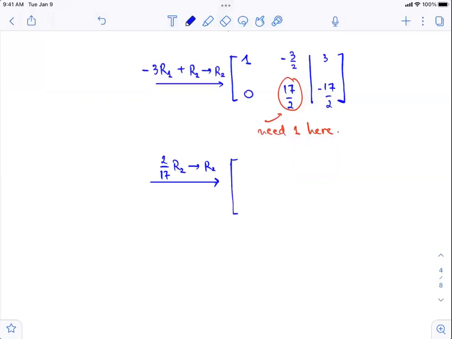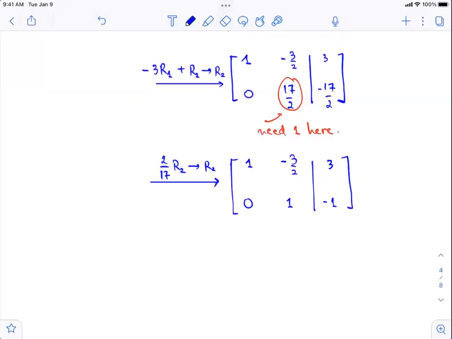I didn't make any changes in row 1, so row 1 remains the same. Now for row 2, 2 over 17 times 0 is still 0. 2 over 17 times 17 over 2 is going to be equal to 1. And 2 over 17 times negative 17 over 2 is going to be equal to negative 1.